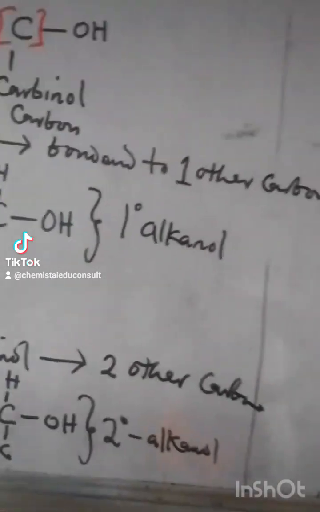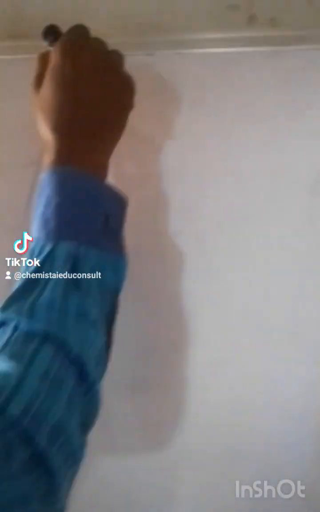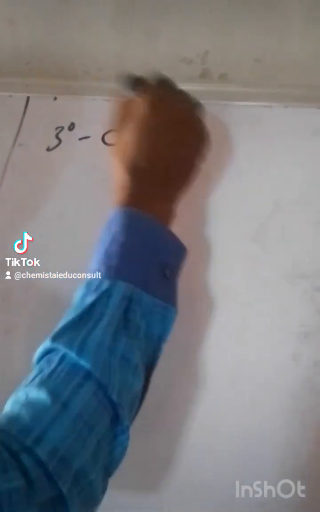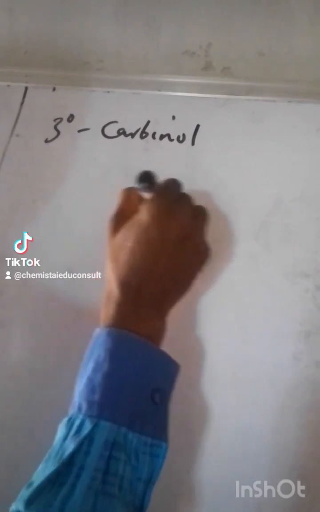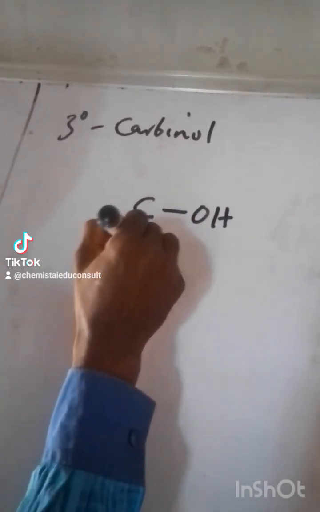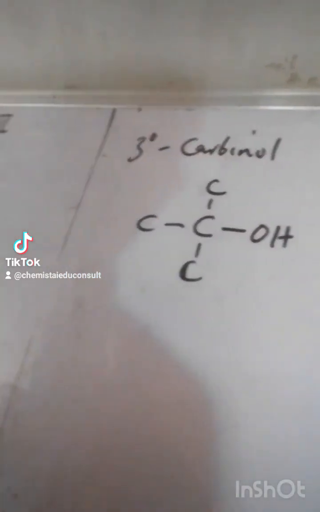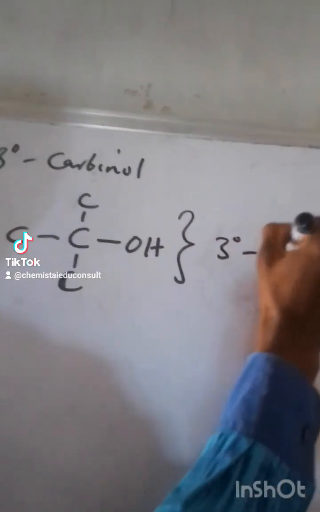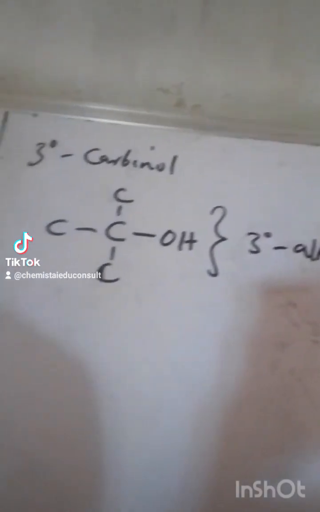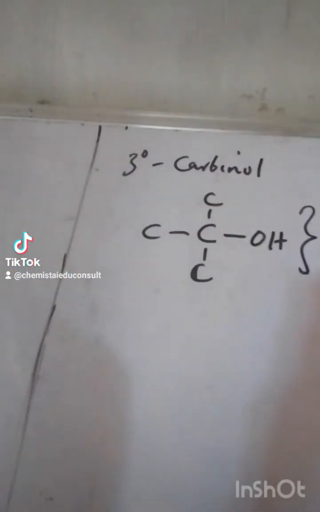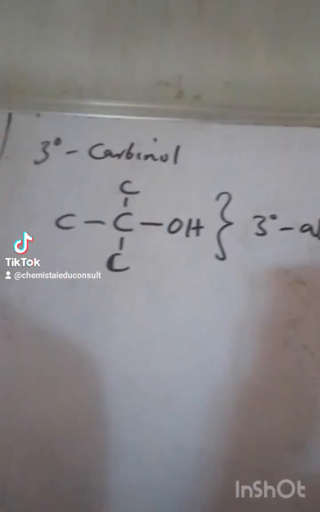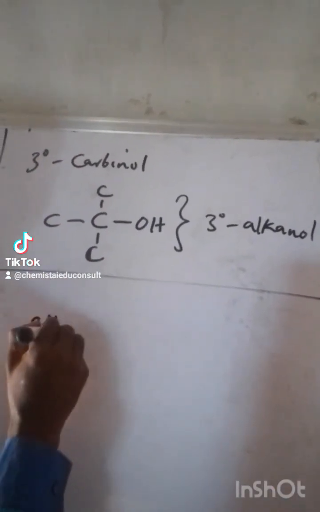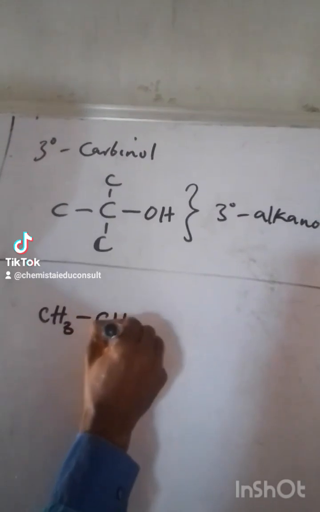Now let's move to tertiary alkanol. A tertiary alkanol contains a tertiary carbinol carbon, where a carbinol carbon is bonded to 3 other carbon atoms with no hydrogen. So this is a tertiary alkanol. So let's look at examples. What kind of alkanol is this?